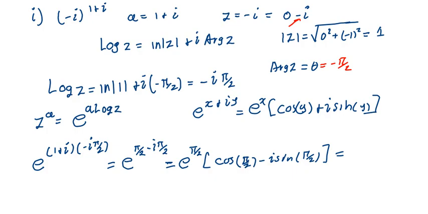Okay, sine 90 is basically a 1. So it's 0 here minus you have i times 1 like that. So it's just basically minus i times e to the power pi over 2, and this is our solution right here. Okay, so let's look at the last part of question 3.